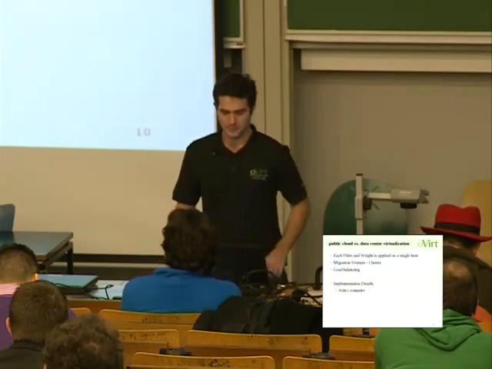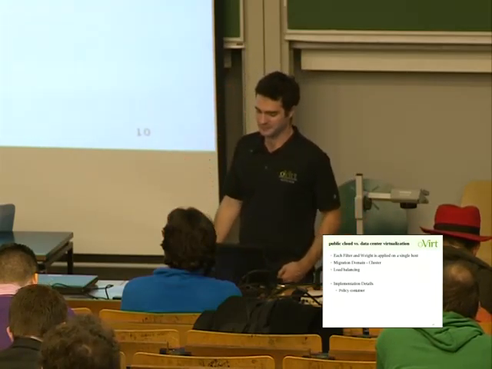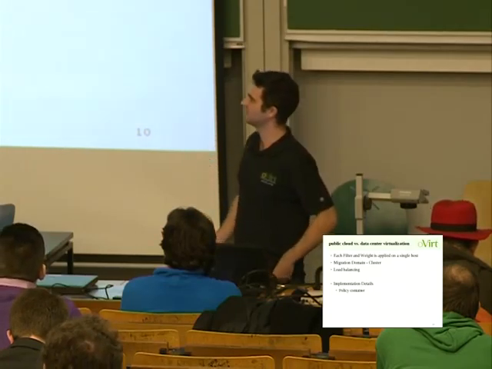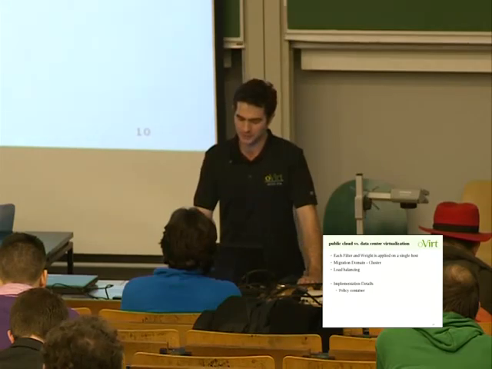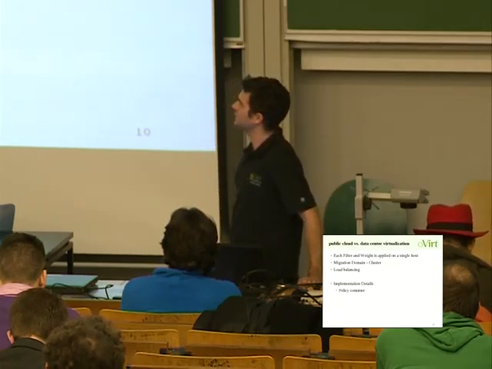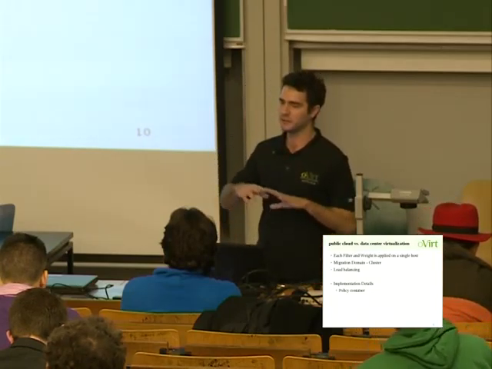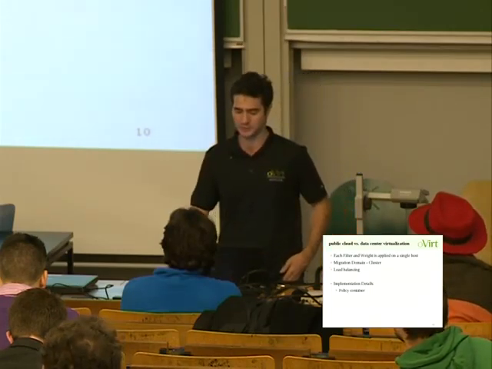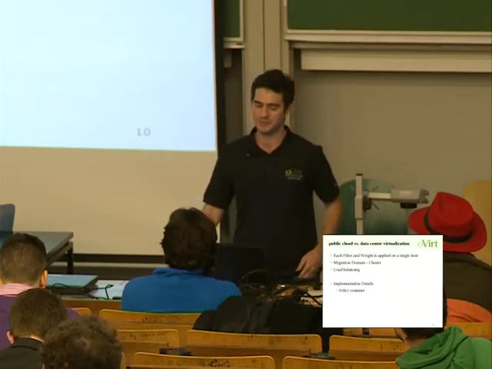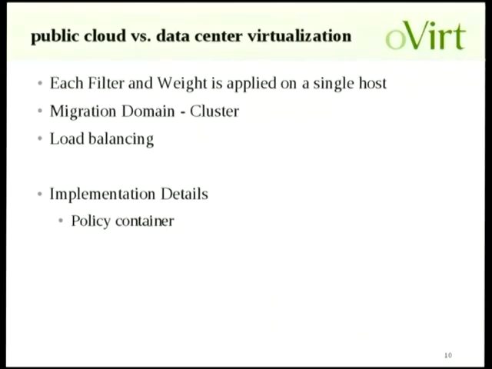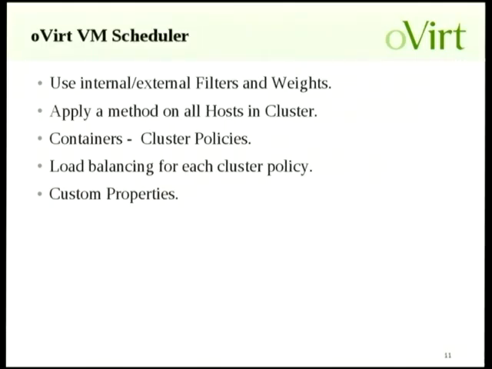Okay. When we looked at that and took it to data center virtualization, which is Ovirt, we saw that we have a little bit of a problem with that concept, because in Nova, each filter and weight is applied on a single host, and we have a larger concept of clustering in Ovirt, which is called a migration domain. In the migration domain, each VM on a host can be migrated to a separate host in that migration domain, that cluster. And we have another concept of load balancing for that cluster, and also a policy container, where a user can create their own policy and apply it on that cluster. So let's take a look at what we had in Ovirt.